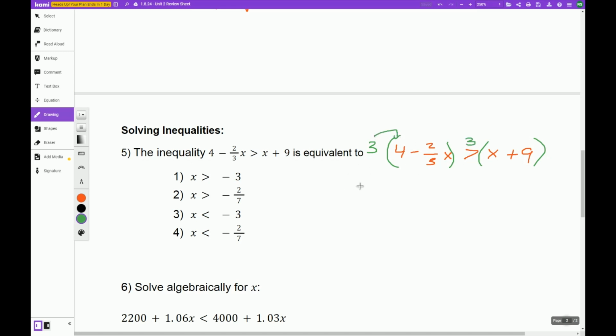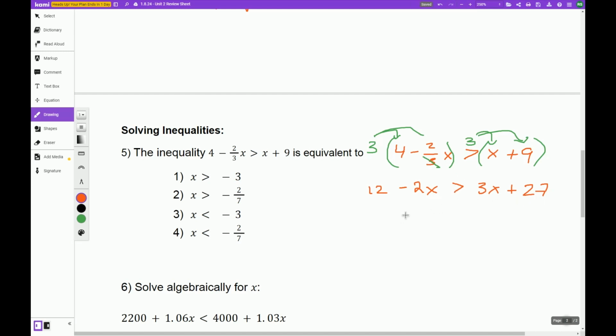So this becomes 3 times 4, which is 12. When we do 3 times negative 2 over 3, this will cancel out right here, and I'm left with minus 2x is greater than, and on this side, we're going to distribute as well. So 3 times x becomes 3x. And then again, 3 times 9 becomes plus 27. Now I have something a little easier to deal with.